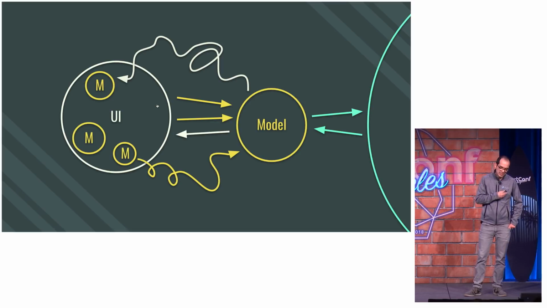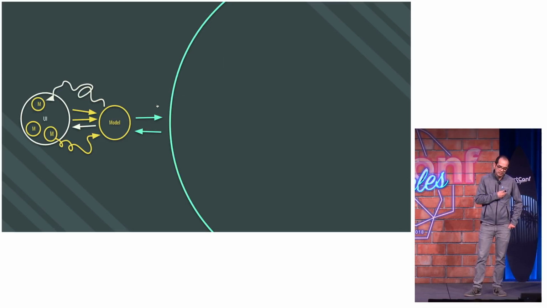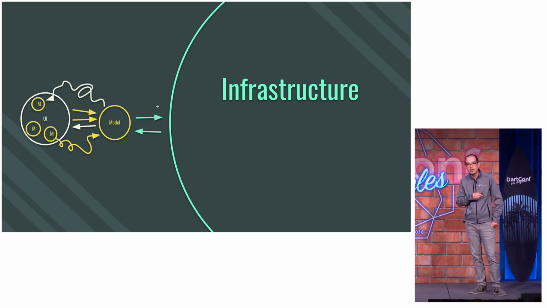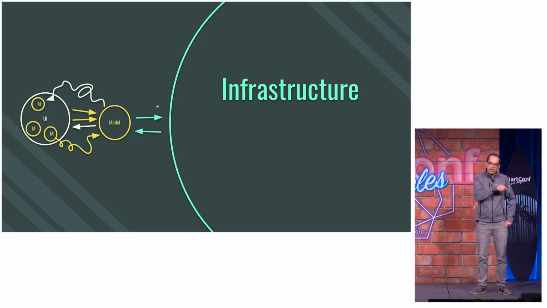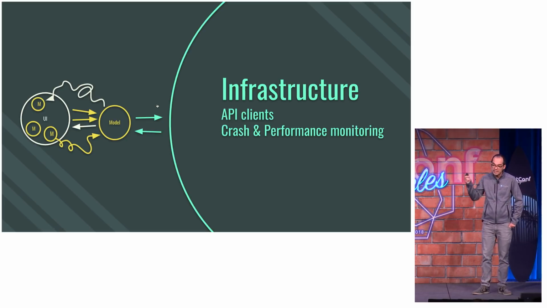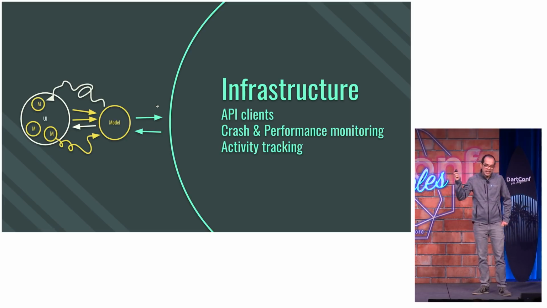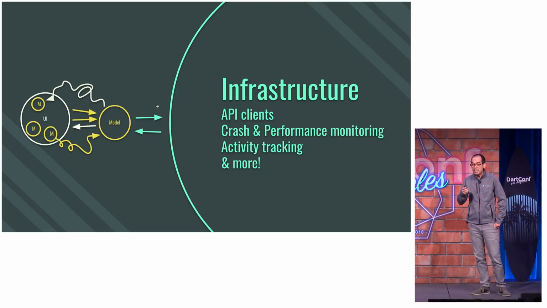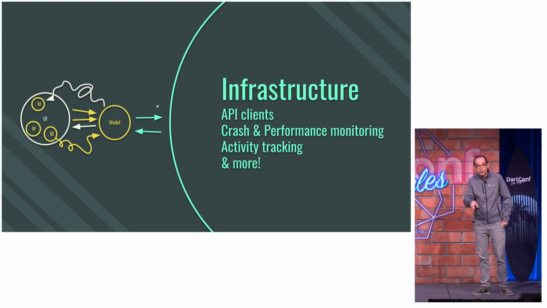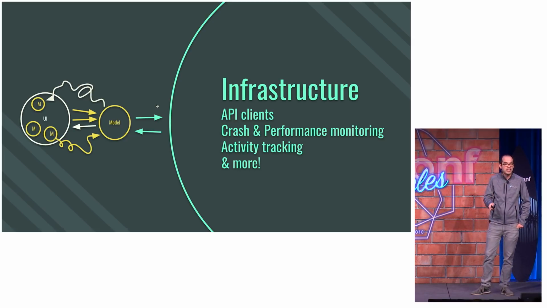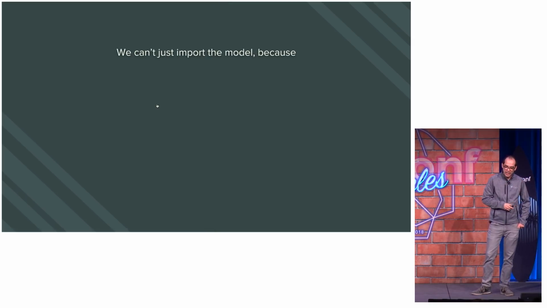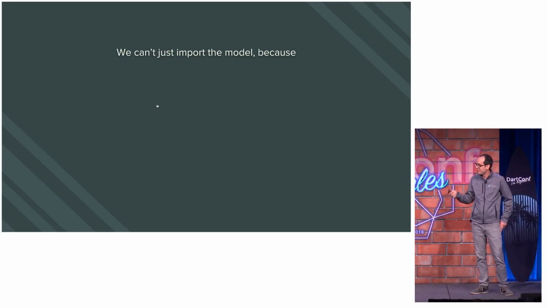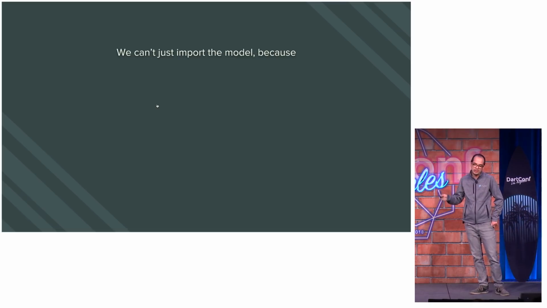But turns out that our infrastructure is quite big. And it has a ton of stuff that we actually want to reuse for many, many reasons. Among them, API clients, crash and performance monitoring, activity tracking, and some secret sauce. And if I want to launch this thing before 2050, I should not rewrite this stuff. So, okay, we can't just use infrastructure, that's bad.